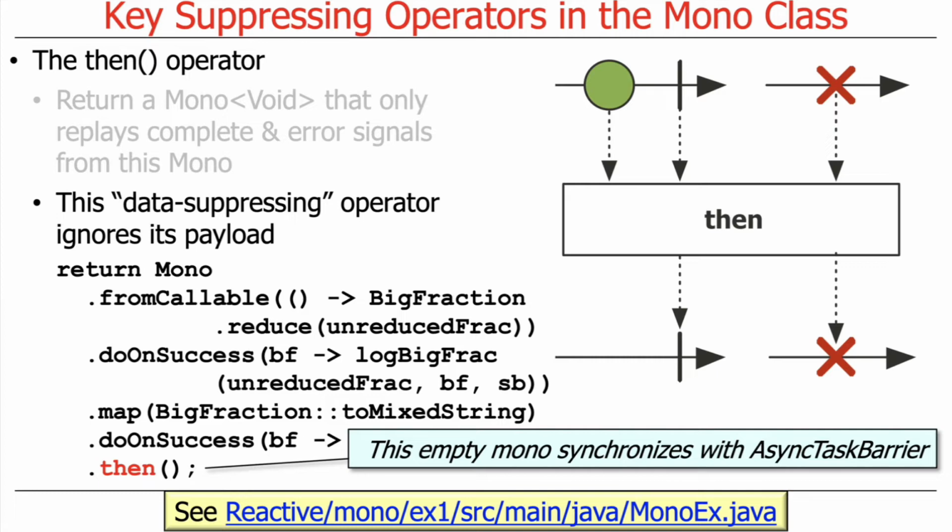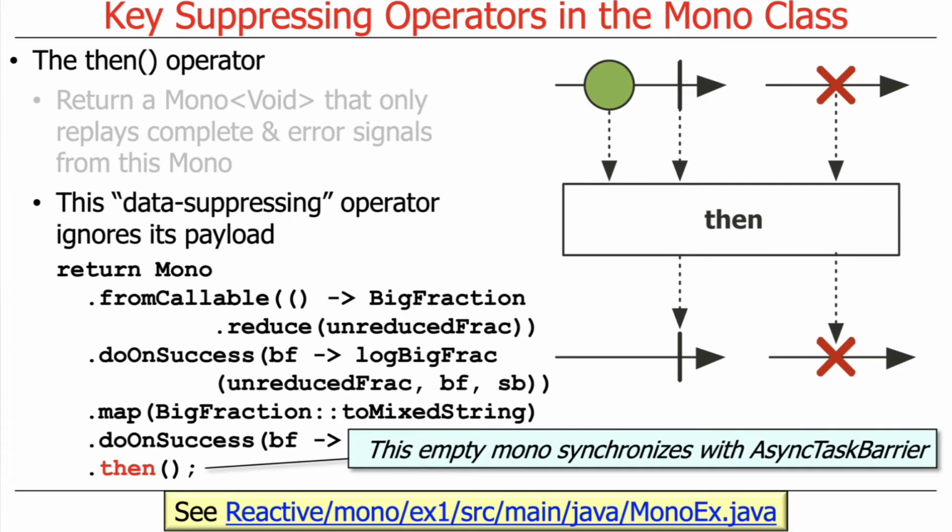And what .then does is it returns an empty Mono that we use with the AsyncTaskBarrier framework. Remember, the AsyncTaskBarrier framework was the thing that we used to run all the code so there'd be a single place we could wait for all the operations to finish without having to worry about falling off the end of main before everything was done. Well, the then operator is an indicator to the AsyncTaskBarrier framework that we are done with the computation.